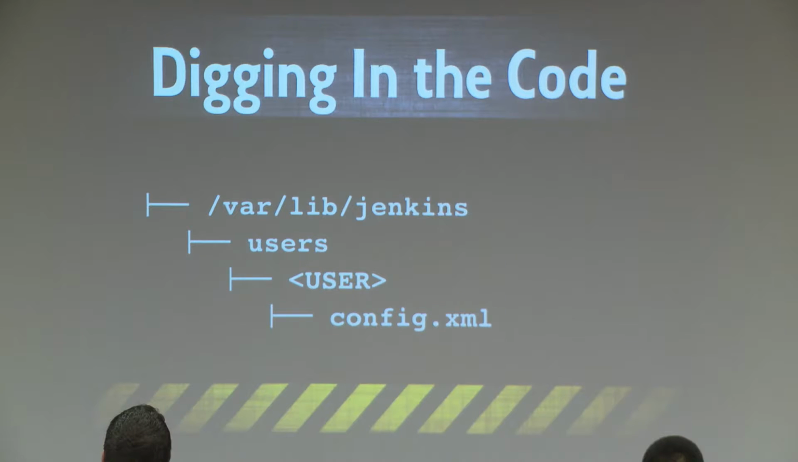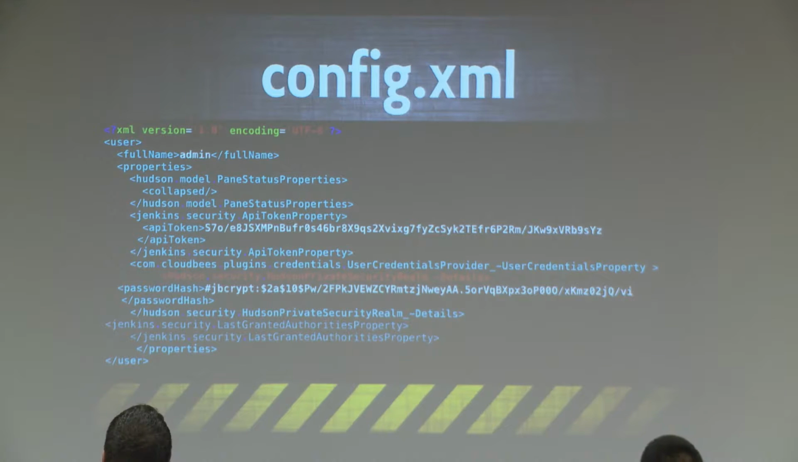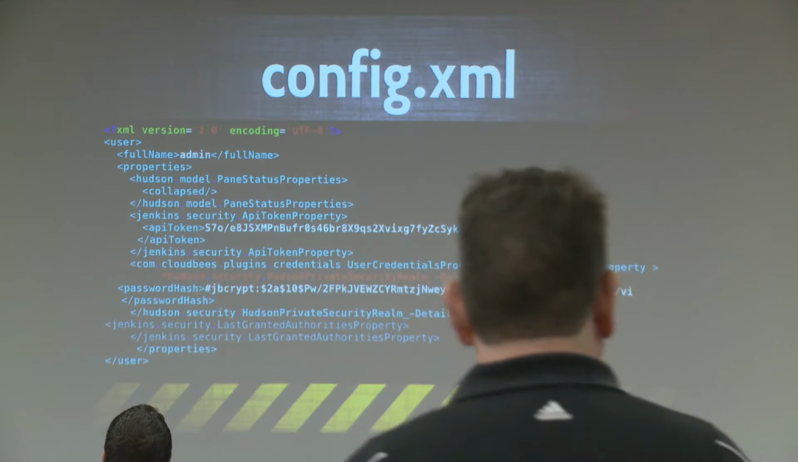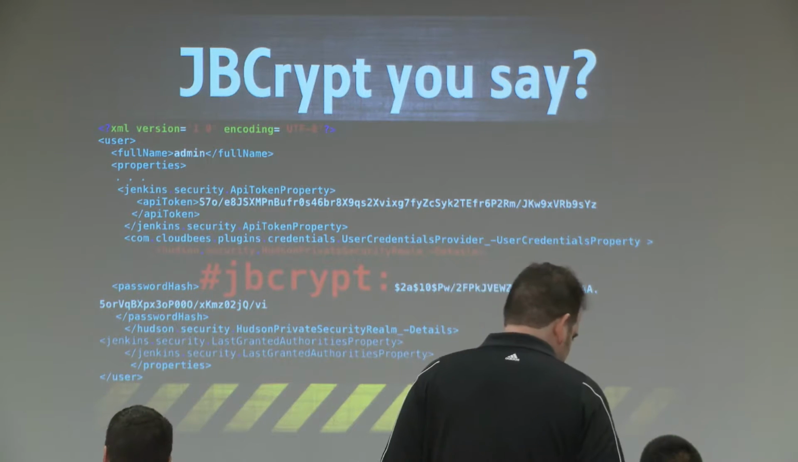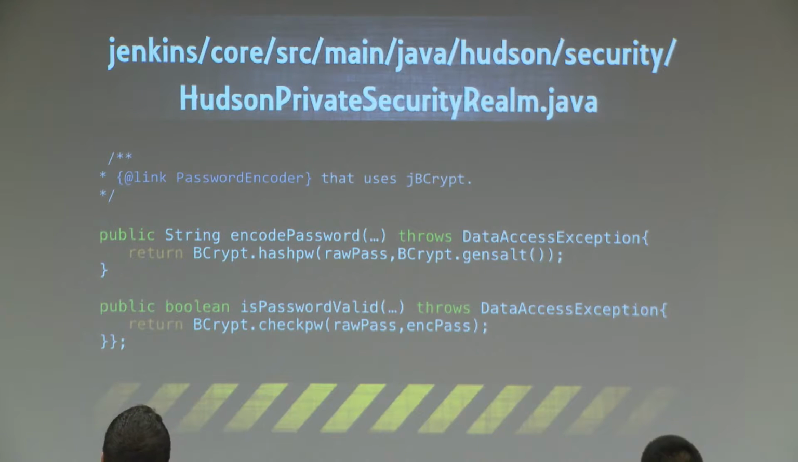And if you're using the Jenkins user database, all your users are managed in this directory called /var/lib/jenkins/users. And each user has a configuration file that looks like this. If you can't really see it, there's a password hash that's using JBCrypt. So I did some more digging, and I dug down to this file called HudsonPrivateSecurityRealm, where we learn how Jenkins is encoding passwords and how it validates them.